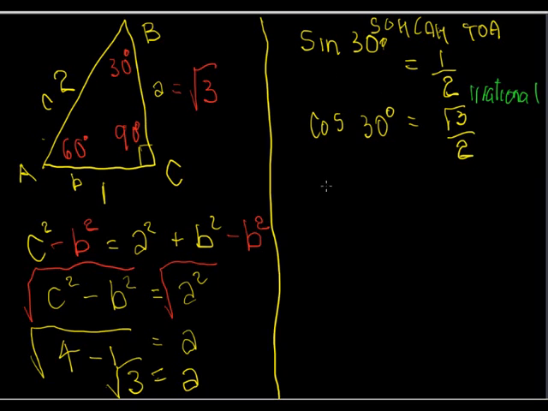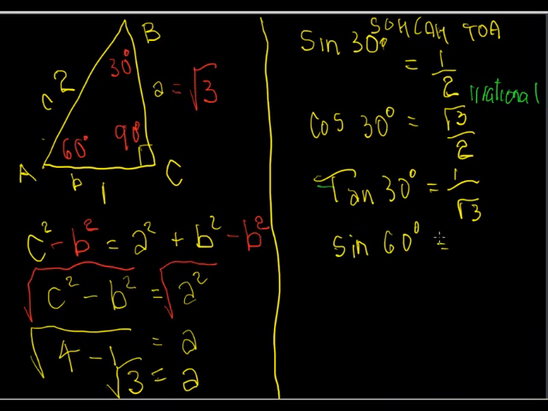And so cos of 30, and then we can also do tan of 30 degrees, and the tan of 30 degrees is the opposite, which is 1, over the adjacent, root 3. Now, then we can do sine 60 degrees. Sine of 60 degrees is the opposite, root 3, over hypotenuse 2.